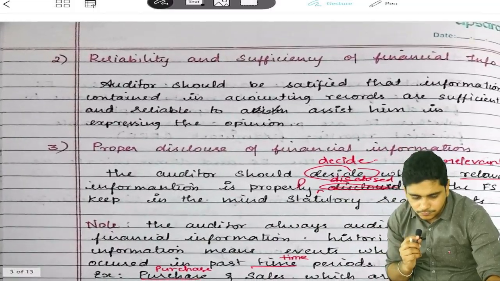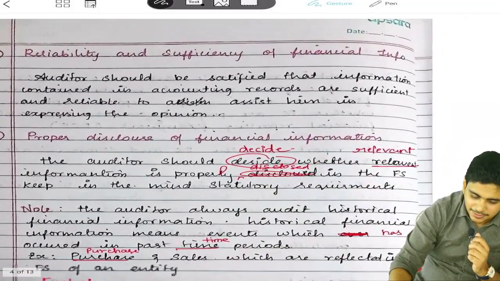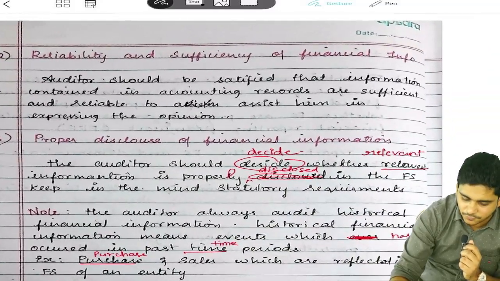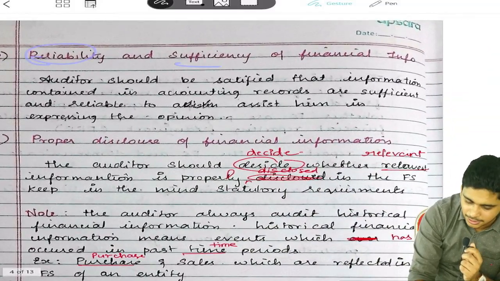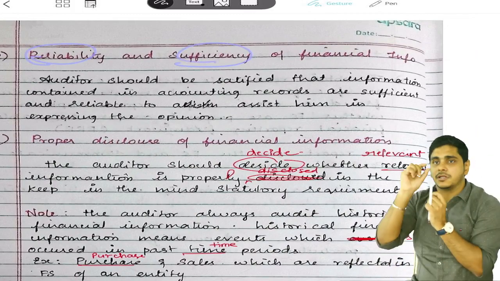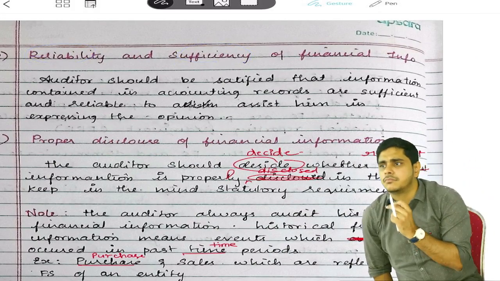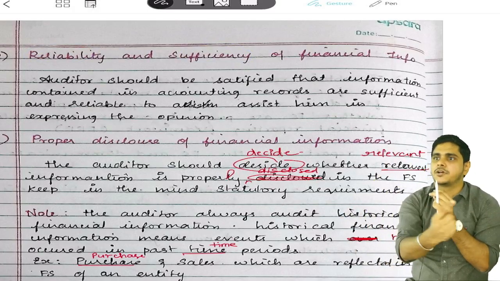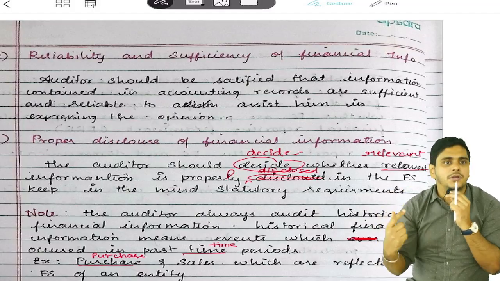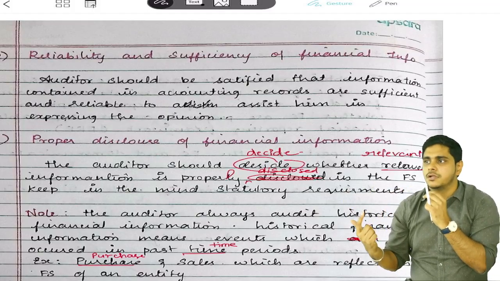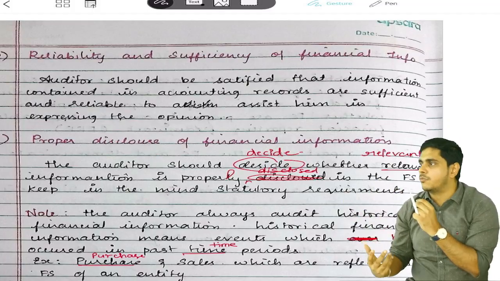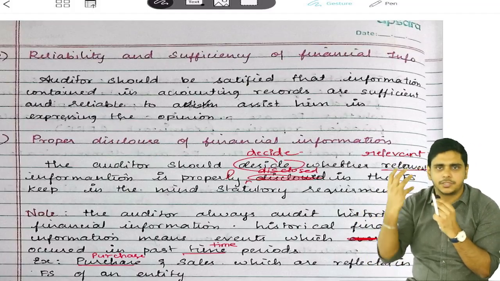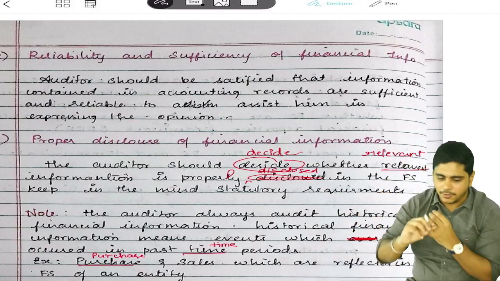Number 2, it says reliability and sufficiency of the financial information. There are two words, reliability and sufficiency. What does reliability mean? Trust. If the accounting team comprises only BCom graduates, and if the accounting team comprises chartered accountants, your reliability as an auditor will be more on the BCom team or the chartered accountants team? Chartered accountant team, because they prepare the accounts properly.